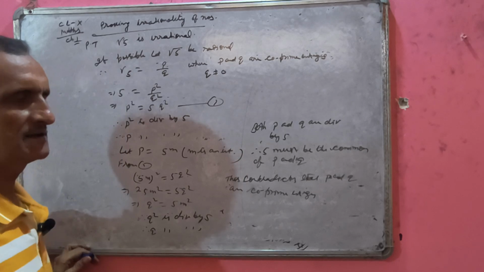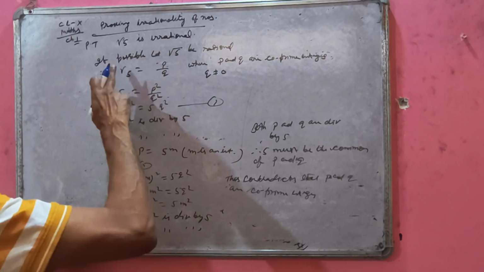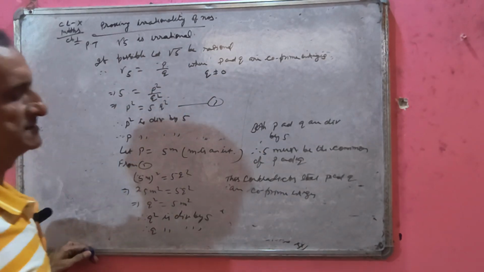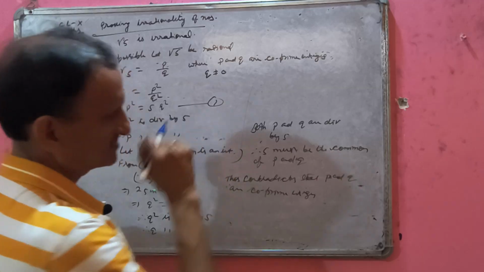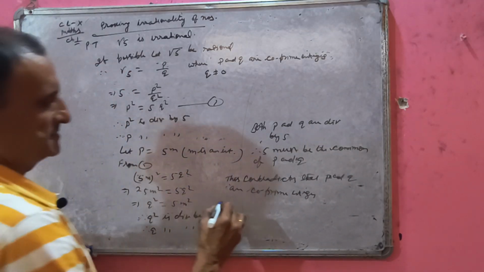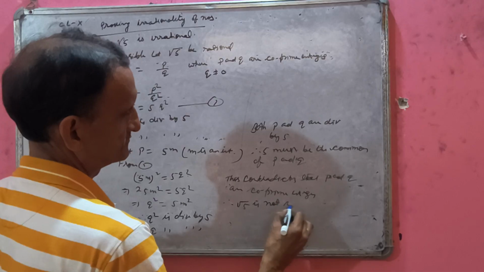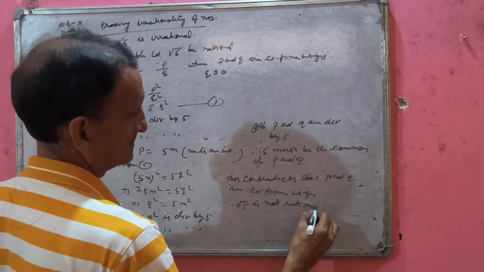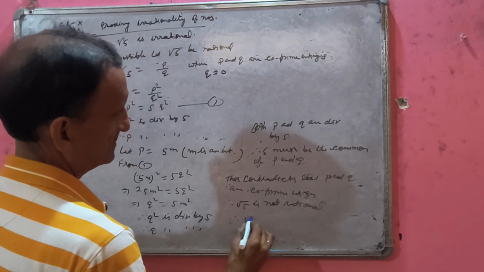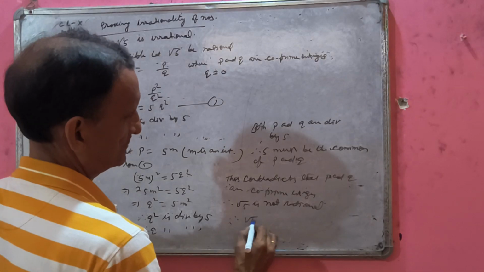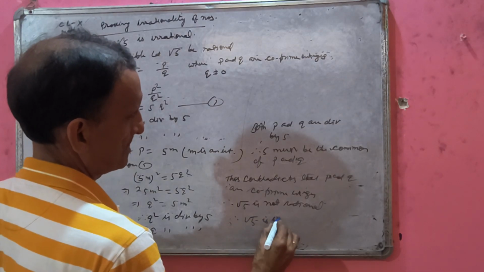And this contradiction arises why? Because we are assuming wrongly that root 5 is rational. So our assumption was not correct. So that means, therefore, root 5 is not rational. If not rational, therefore root 5 is irrational.